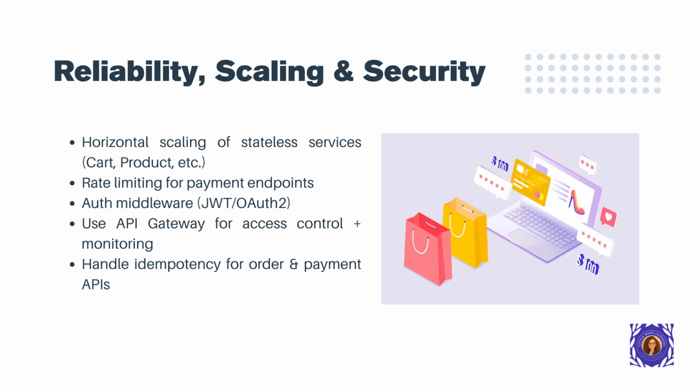Authentication and authorization need to be baked in from day one. JWT tokens or OAuth 2 for API access, with an API gateway managing access control and monitoring all traffic. Here's something many developers miss: idempotency for order and payment APIs. If a user clicks place order twice due to a slow network, you should create only one order, not two. This requires careful design of your API contracts and duplicate detection mechanisms. Security isn't an afterthought in e-commerce. It's a foundational requirement that influences every architectural decision.